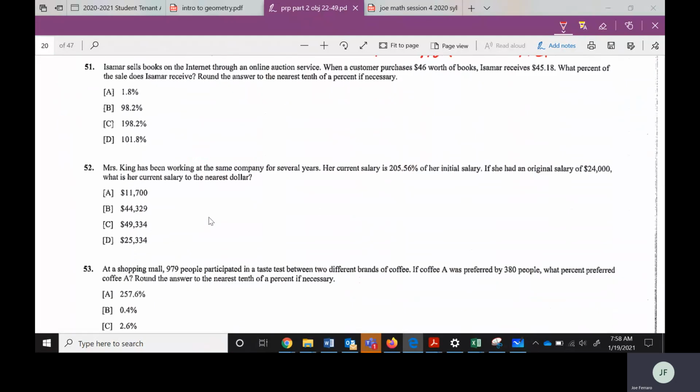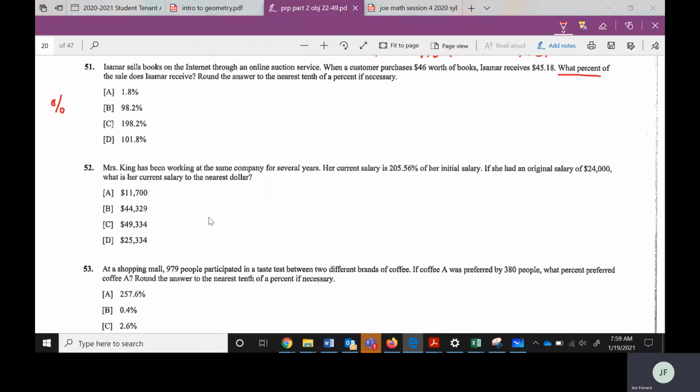They sell books on the internet through an online auction service. When a customer purchases 40% or $46 worth of books, he receives $45.18. What percent of the sales does he receive? Okay, it says round the answer to the nearest tenth of a percent. So when we look at this problem, they give us two amounts and they're asking what percent. So right here, that's the key, what we're looking for.